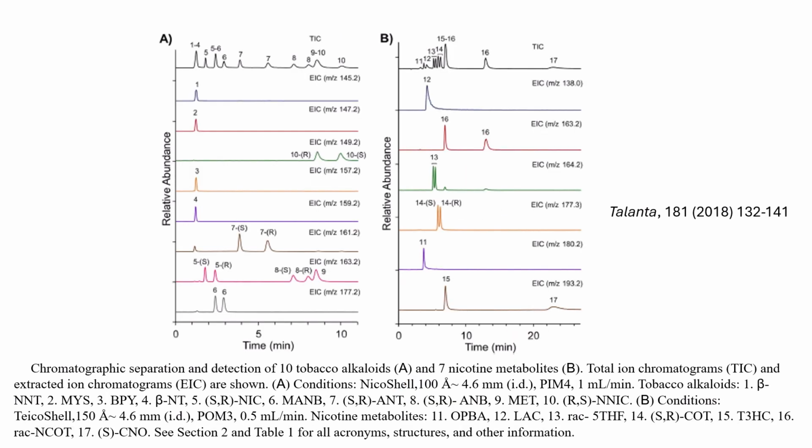And you can use mass spec detection. On the left-hand side, we see 10 tobacco alkaloids. On the top, you see the total ion chromatogram. Below it, you see the extracted ion chromatogram of all 10 in the enantiomeric separation. In B, you see the 7 nicotine metabolites, the total ion chromatogram on the top, and the extracted ion chromatogram for all of them below.